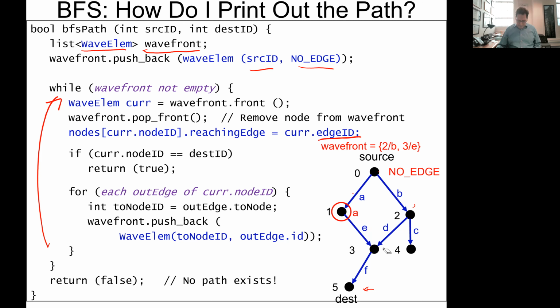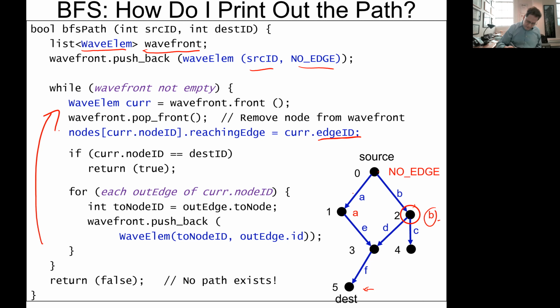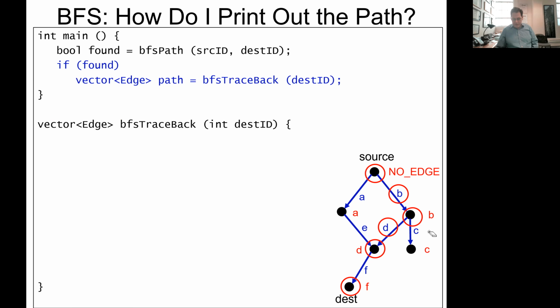And then I'm going to take the next thing out of my wavefront, which is node 2. So I go over here, and node 2 is still not my destination. I'm going to put this node and this node into my wavefront, and I'm going to record how I got to node 2. Okay, so I record that I got there through edge B, and I go back once again through this loop. Okay, and this repeats for a while, so I'm going to go to node 3 and record that I got there through edge E. I'm going to go to node 4, record that I got there through edge C, and then I'm going to go on down to finally reach node 5, record that I got there through edge F, and I'm done. Okay, so I found this path.